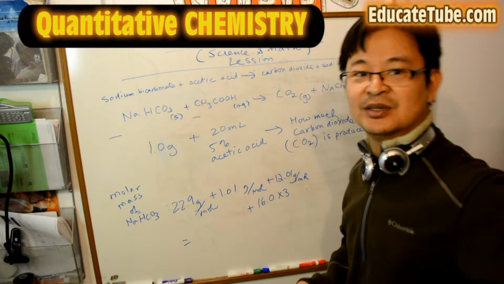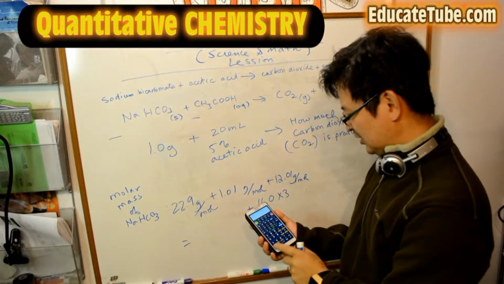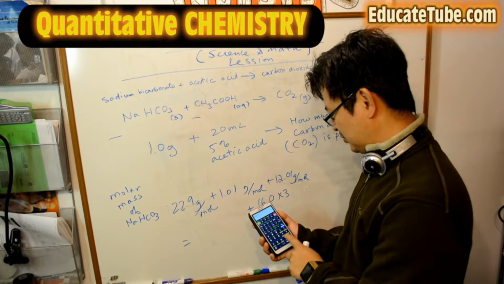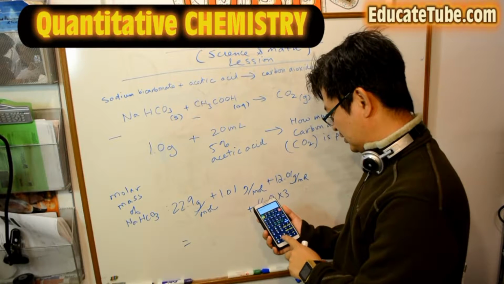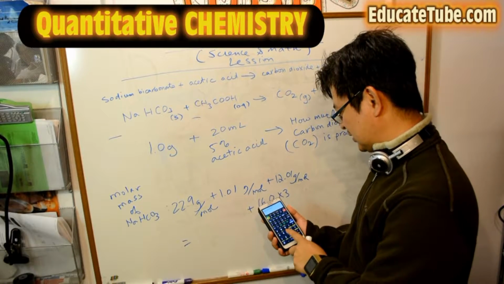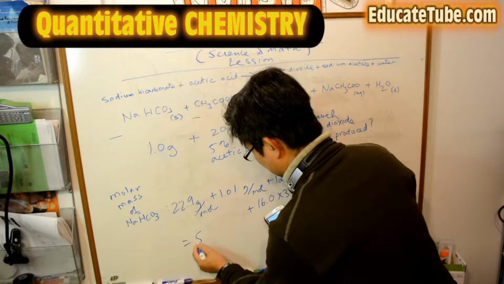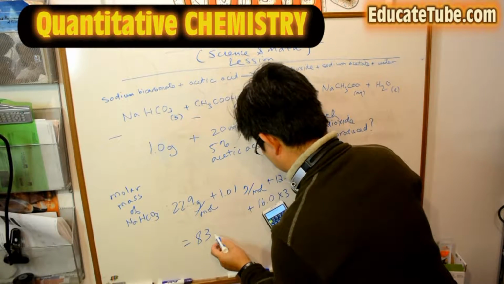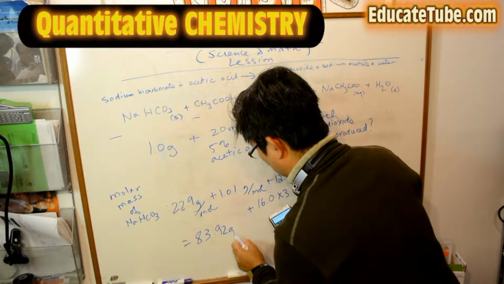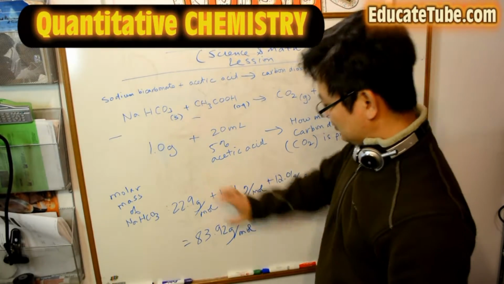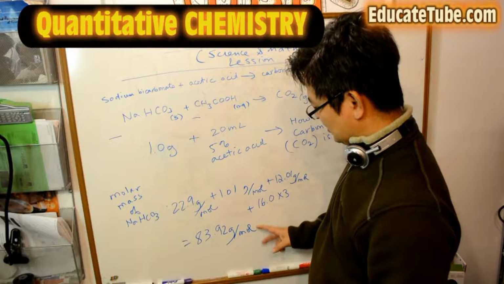Let me get my calculator. Okay, I grabbed my calculator, so I have 22.9 plus 1.01 plus 12.01 plus 16 times 3. The molar mass for sodium bicarbonate is 83.92 grams per mole.